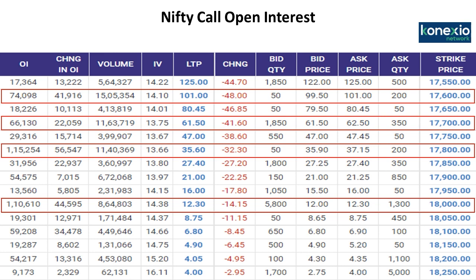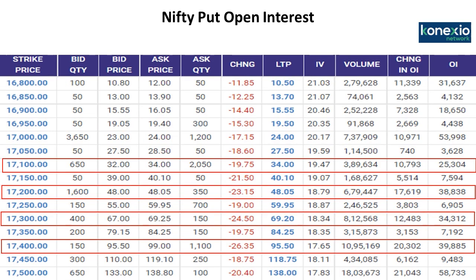Now let us see what we have observed in Nifty puts. In Nifty puts, you will see that the action was seen in 17,400 puts, then 17,300 puts, then 17,200 puts, and 17,100 puts. Here you can again see there has been a rise in the open interest. There has been a minor fall in option premiums, but you can see that the implied volatility is going higher. It is still in a comfort zone.